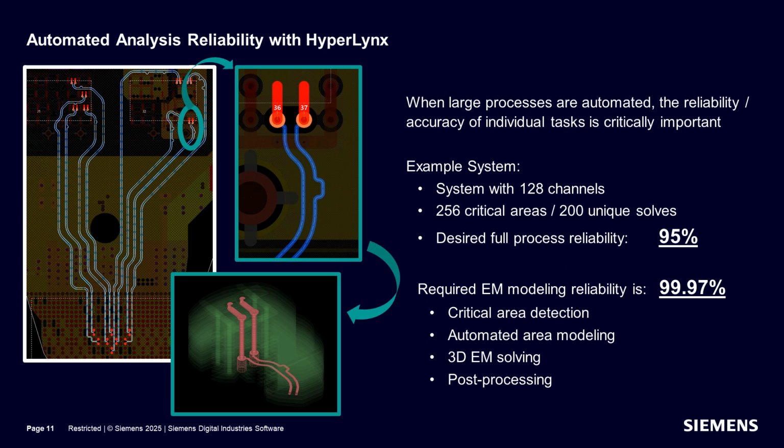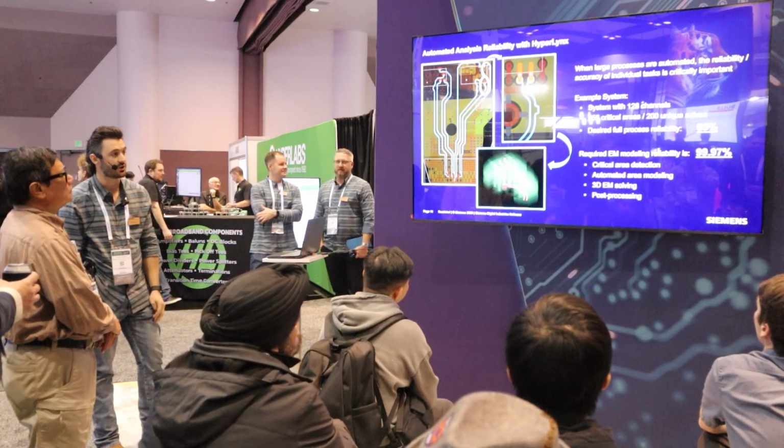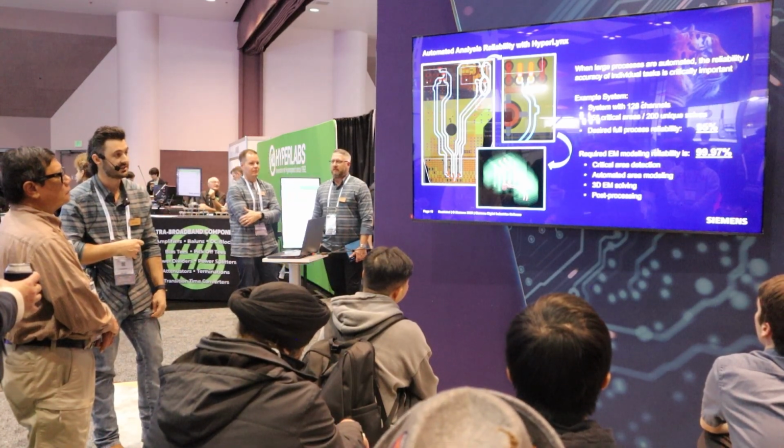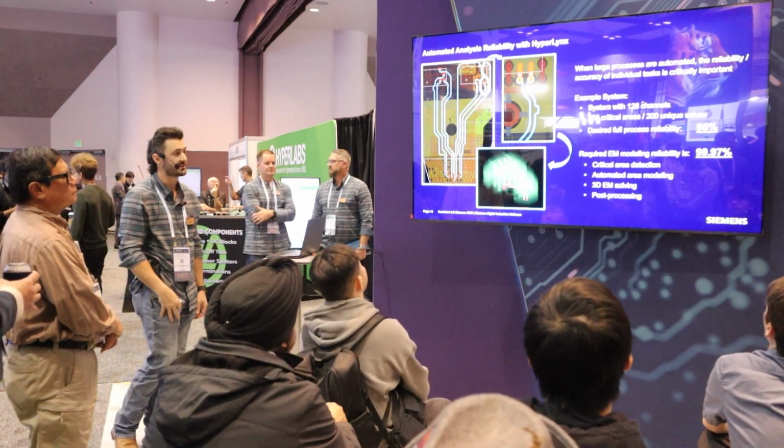As we've discussed, the full system post-layout verification is a complicated process with a lot of steps going on. And so in order for the full system level analysis to have any sort of reliability, we need each individual step in that process to be incredibly reliable. If we consider an example here, we've got a system with 128 channels, 256 critical areas that have been identified that need to be modeled in 3D. Hyperlinks uses automatic pattern recognition of the areas so that we don't solve any duplicate areas more than once. So we were able to reduce that 256 critical areas down to 200 unique, distinct solves.